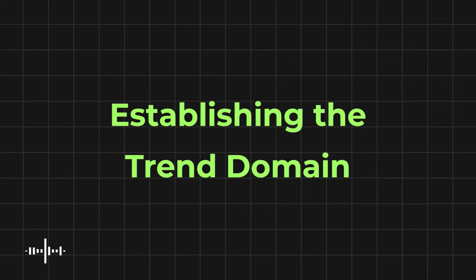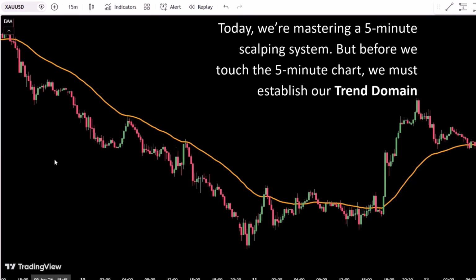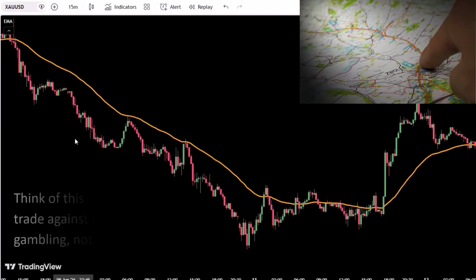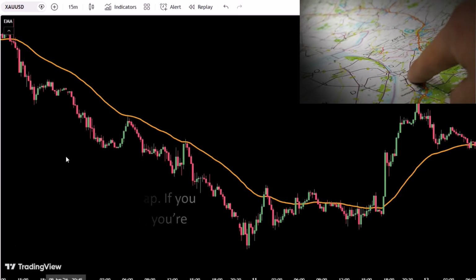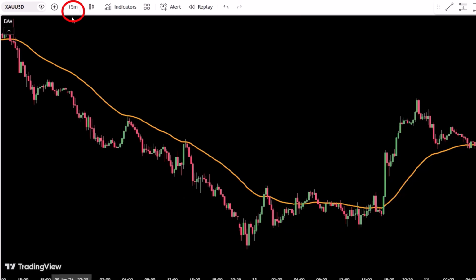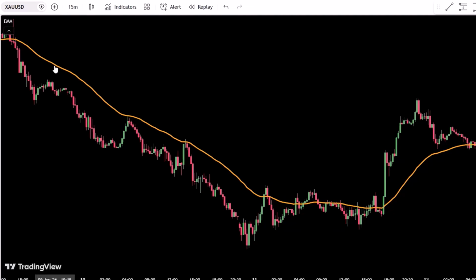Establishing the trend domain. Today we're mastering a 5-minute scalping system, but before we touch the 5-minute chart, we must establish our trend domain. Think of this as your map. If you trade against the trend, you're gambling, not trading. So we start on the 15-minute chart. Our goal: find if the market is bullish, bearish, or sideways. We use one simple tool, the 50-period EMA.